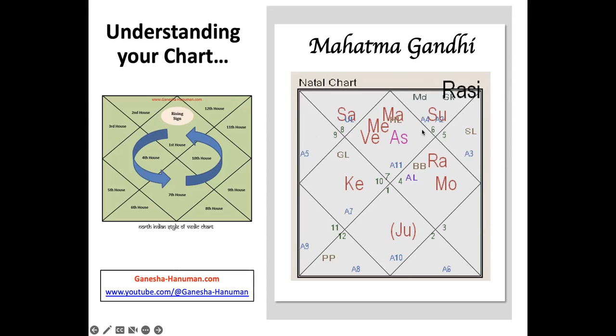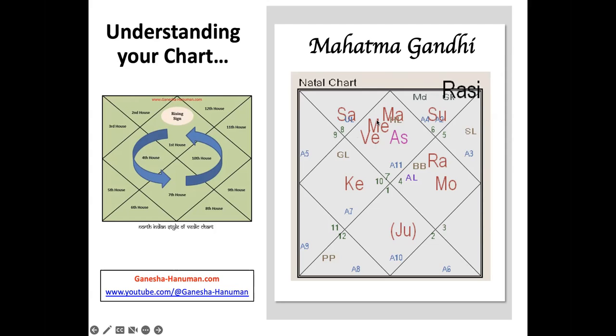So you go counterclockwise. Now, the second thing is the signs. The signs are numbered here. You see these numbers? These are not the house numbers. These are the sign numbers. So number 7 is Libra. So you can say Mahatma Gandhi's first house is Libra. The first house is always this, but the number is the sign. The second house is number 8 sign, which is Scorpio. The third house is number 9 sign, which is Sagittarius, like that.